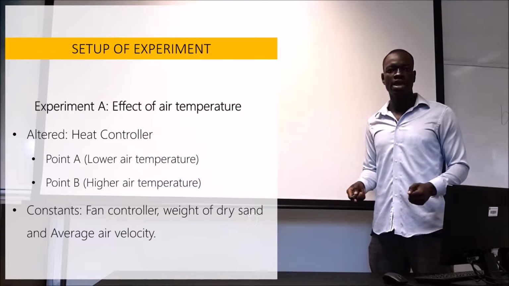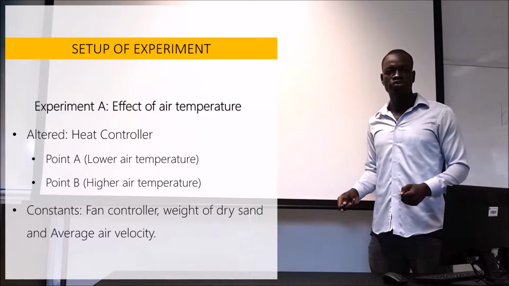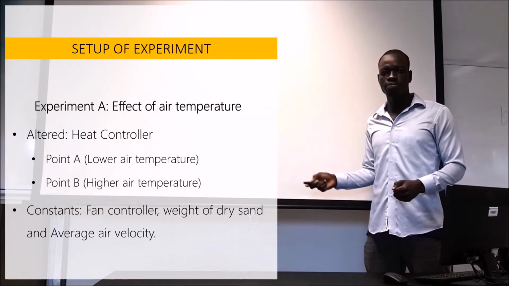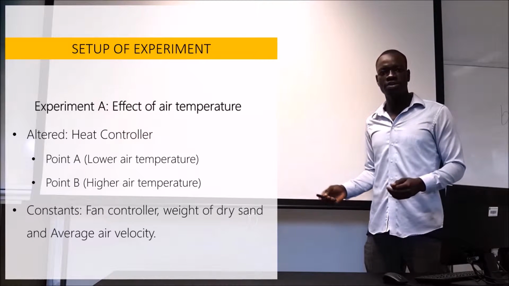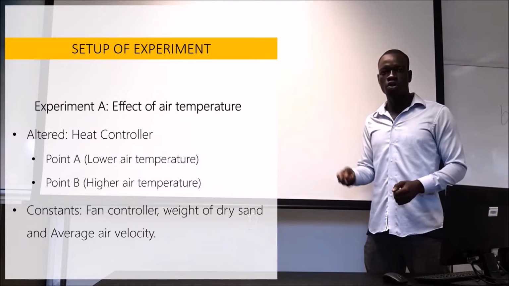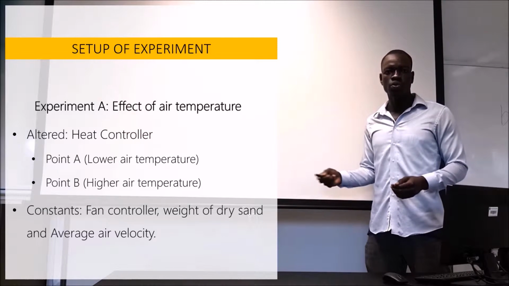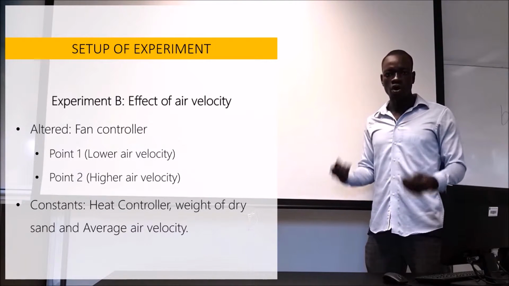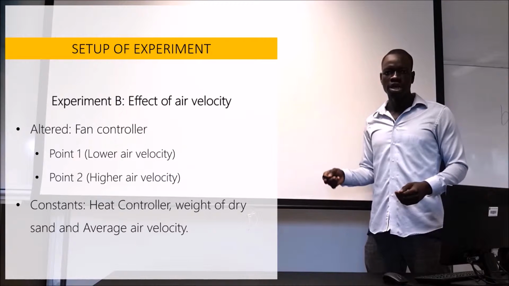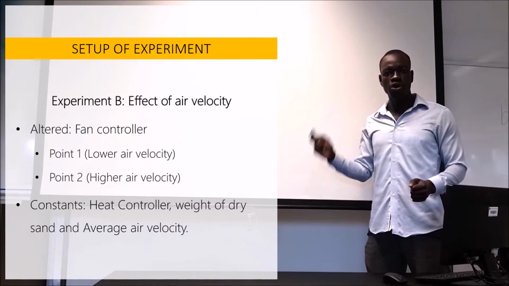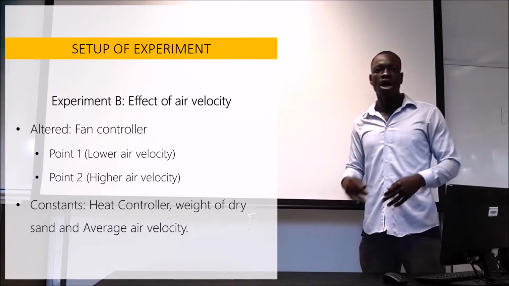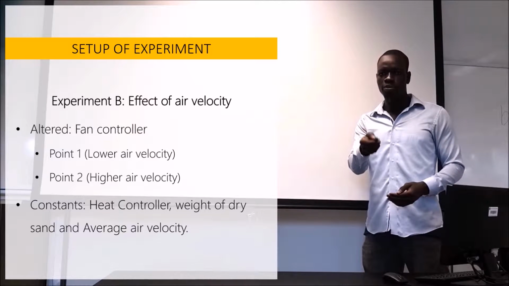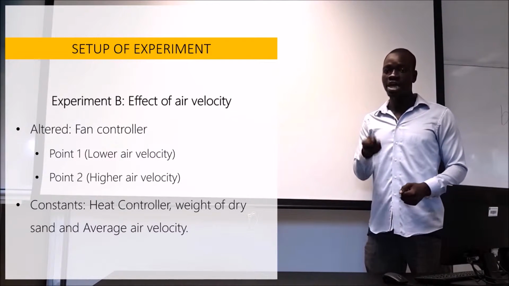For instance, in experiment A, there is a heat controller, which we altered from point A to point B, from the lower air temperature to higher air temperature. And the rest are kept constant, for instance, the fan controller, the weight of dryer, and the average air velocity. For experiment B, the altered parameter is the fan controller only, from point 1, which is lower air velocity, to point 2, which is higher air velocity. And then the rest are kept constant.